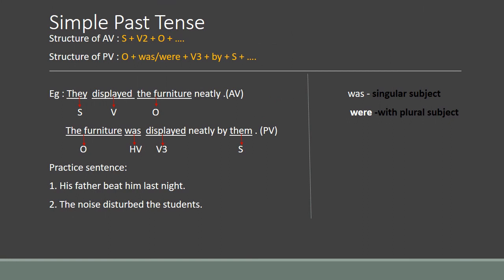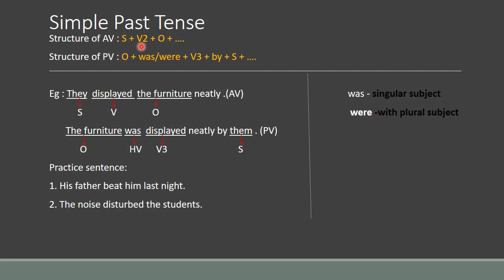The next one is simple past tense. We are going to see how an active voice sentence which is in simple past tense should be changed to its passive form. The structure of active voice for simple past tense: the subject will be there first. The verb form will be in its V2 form.